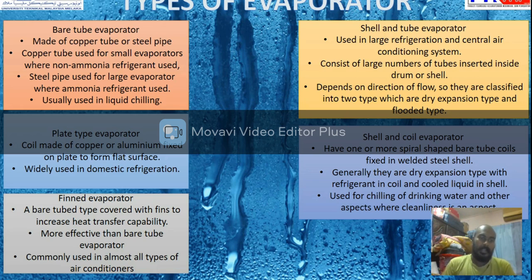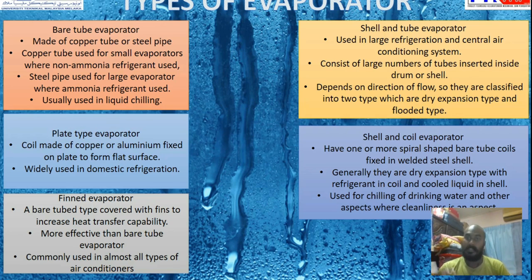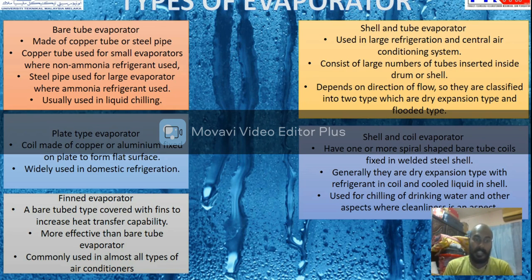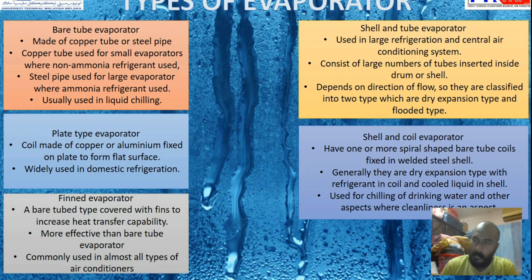Next, there is the fin evaporator. A fin evaporator is actually a bare tube type, but it is covered with fins in order to increase the heat transfer capability of the evaporator. It is more effective than the bare tube evaporator. This type of evaporator is commonly used in almost all types of air conditioners.